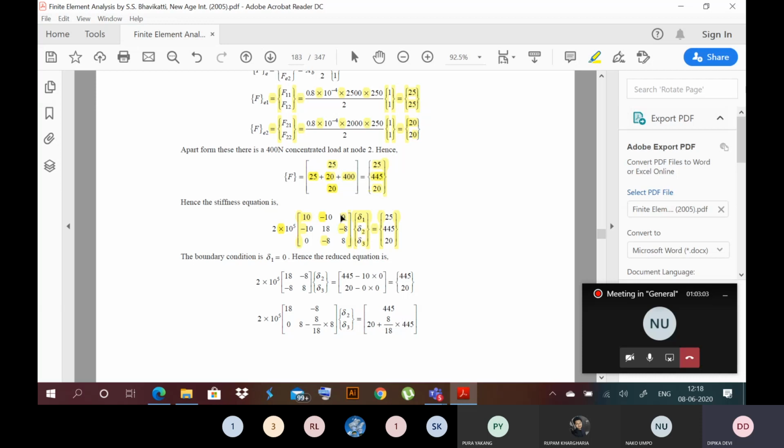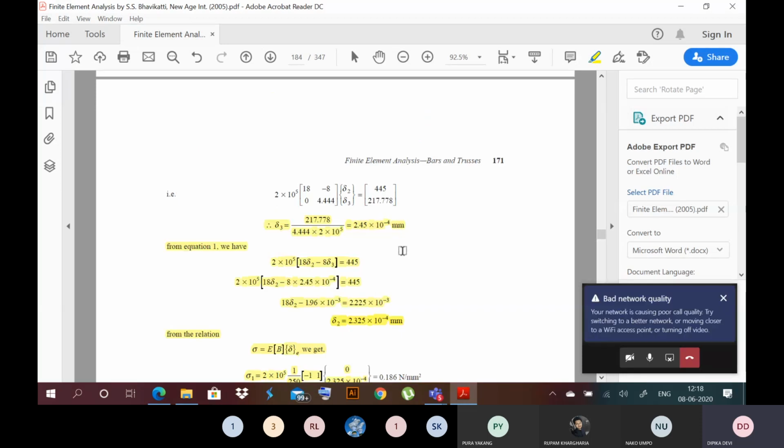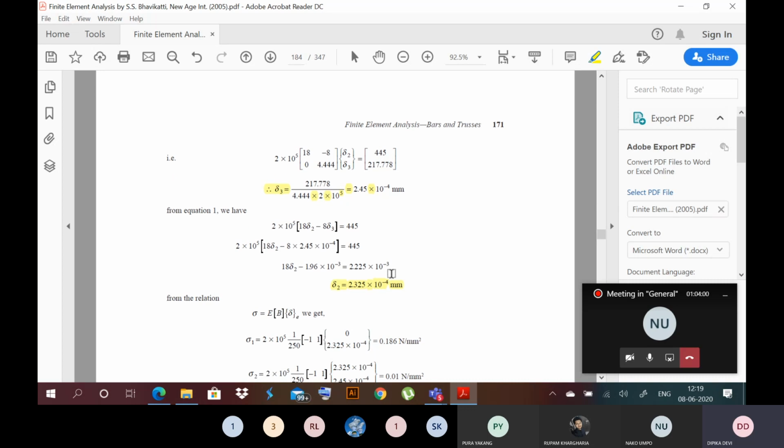Next, you are also asked to find out the value of stresses in the element. Here this is delta 2 and this is delta 3. Delta 1 is equal to 0. So we got delta 3 and delta 2, and delta 1 is equal to 0. This is my solution. Now how to find out the stress and strain?